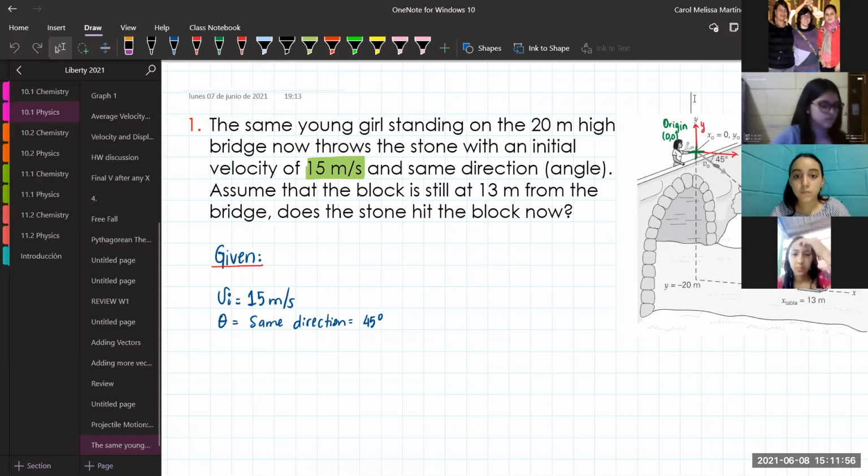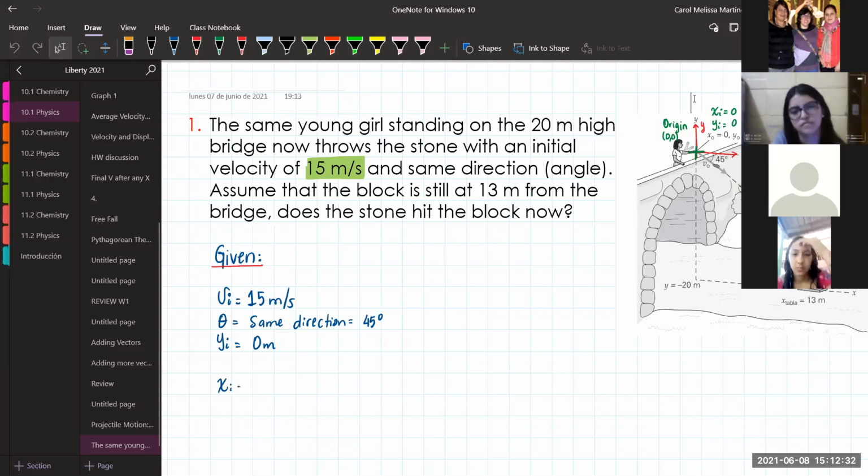It's telling me an initial position in y of 0, and an initial position in x of 0, because it's the origin. I'm going to move this here. That's what the position over there is telling me. So I'm going to write here my initial y, which is 0 meters, and my initial position in x, that is also 0 meters.